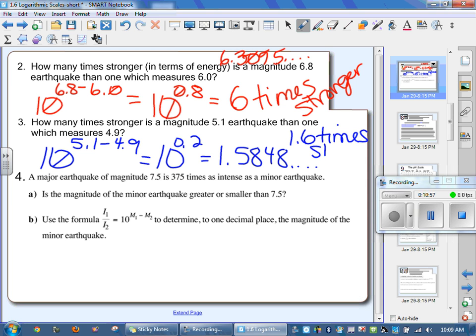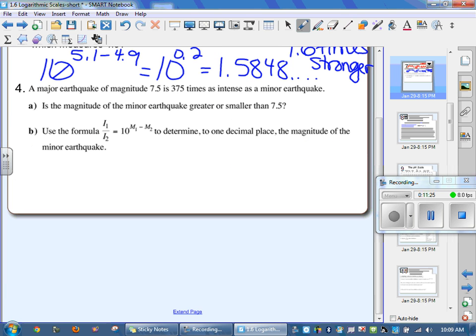Okay? Now, number 4 is a bit different, because number 4 isn't telling us how big the minor earthquake was, but it's telling us that the big earthquake was 375 times stronger than the minor one. So we're going to actually have to find out what the magnitude of the minor one is. So there's a couple things we have to know. Logically, we have to understand if there is a number that is a whole number. If it's a whole number, it means it's stronger. If it's a fraction, it means it's weaker.